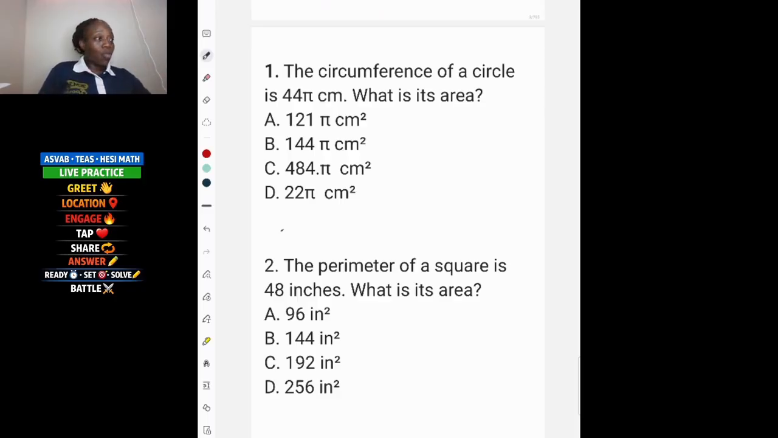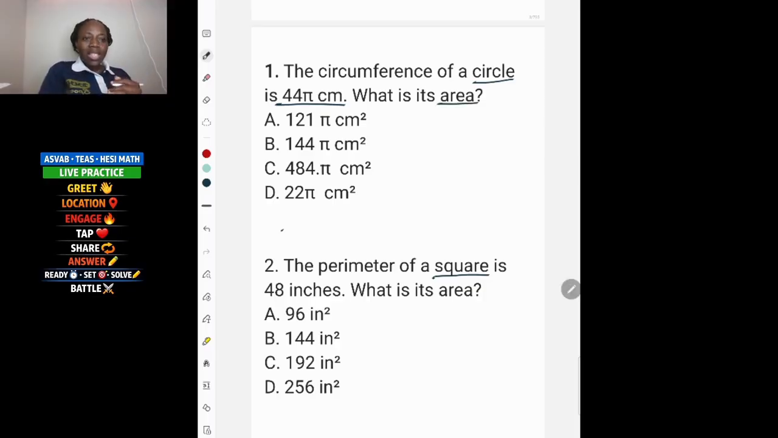And here we have what? A circle. We have a circle right there. Here we have a square. We have: the circumference of a circle is 44 pi centimeter. Circumference, right? What is its area? And when it's a circle, that circumference is like perimeter, right?